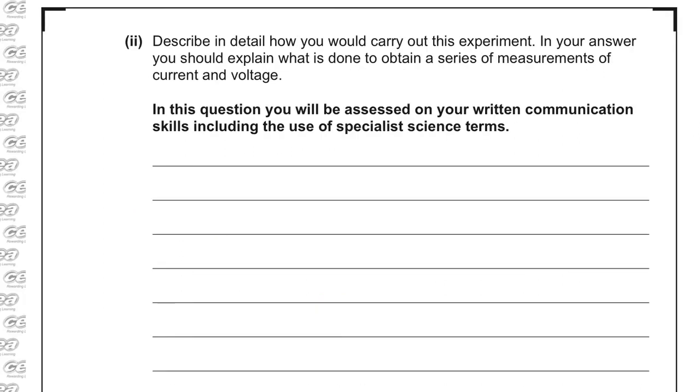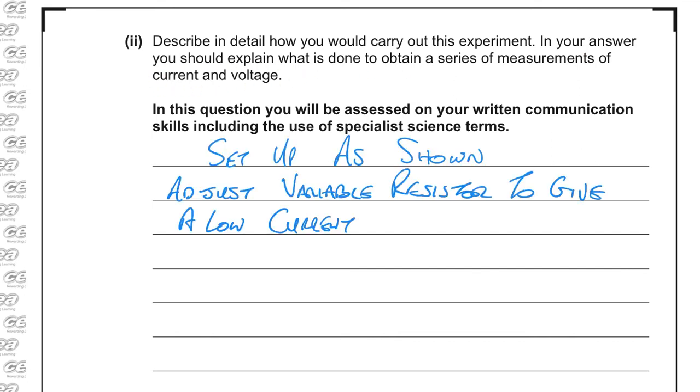We now have to give a description of the experiment. Describe in detail how you would carry out the experiment. In your answer, you should explain what is done to obtain a series of measurements of both current and voltage. So a series of measurements of current and voltage.